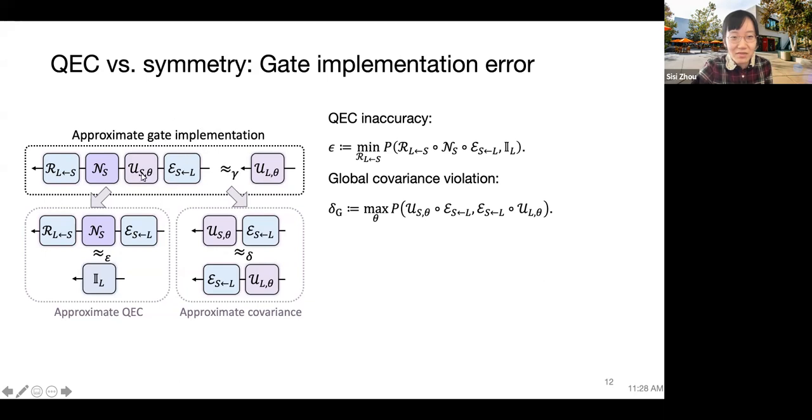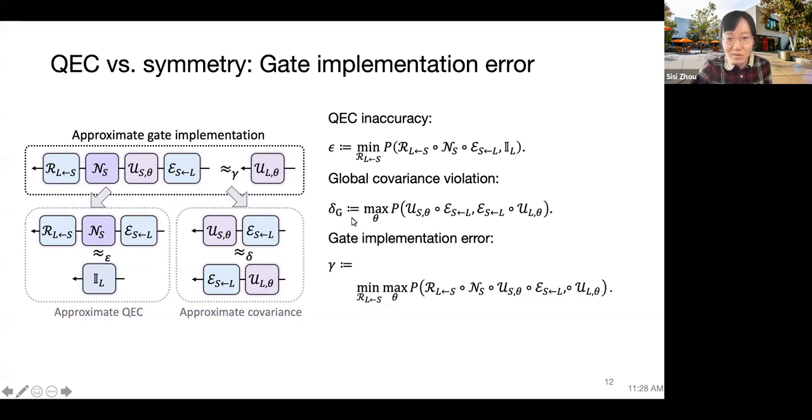So we are going to define the difference between this logical Hamiltonian evolution and this noisy evolution with encoding and recovery using this gamma, which we call the gate implementation error. So we can see that it is sort of a combination of these two effects. If we only have approximate error correction, it doesn't guarantee we can have small gamma, and we must have both of these two be small in order to guarantee a small gamma.